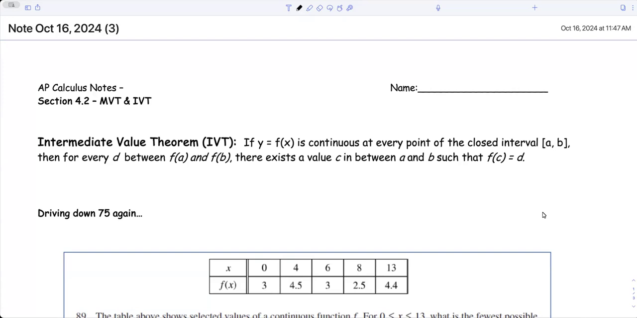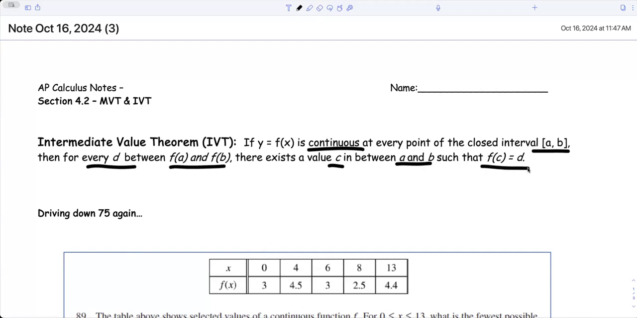Okay, so here's the formal definition. It says the intermediate value theorem, IVT: if y equals f of x is continuous at every point of the closed interval, then for every d between f of a and f of b, there exists a value c in between a and b such that f of c is equal to d.